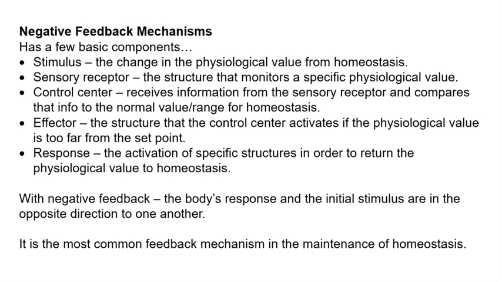What we just saw in those examples with body temperature and with the air conditioning are examples of negative feedback mechanisms. We'll spend a little bit of time on this because negative feedback has a couple of basic components that we'll examine. The first being the stimulus, which is simply the change in the physiological value from the set level of homeostasis. So in that case, our stimulus was an increase in body temperature or a decrease in body temperature, an increase in room temperature, a decrease in room temperature. That would be the stimulus for our negative feedback mechanism.